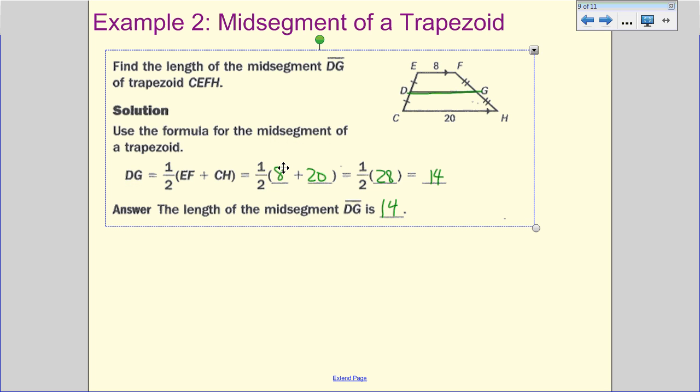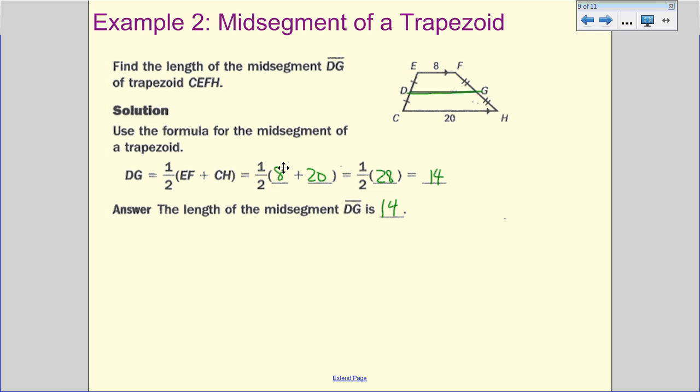We can see that 8 is the short segment. We can see 20 is the long segment. DG is the middle, so it should be a number in between 8 and 20, and 14 makes sense.